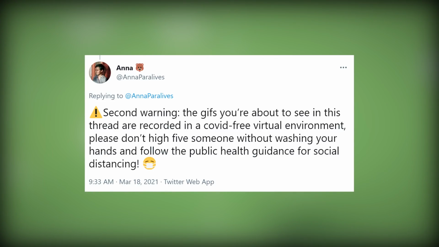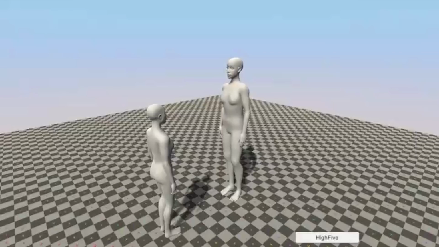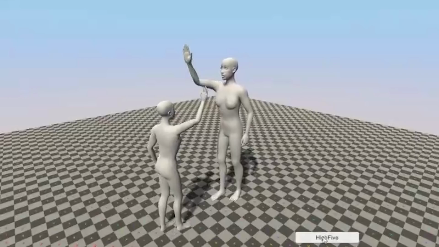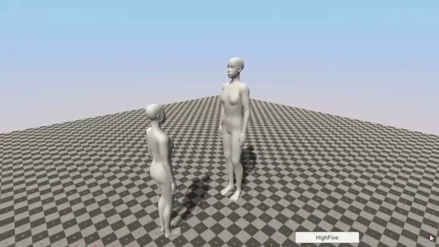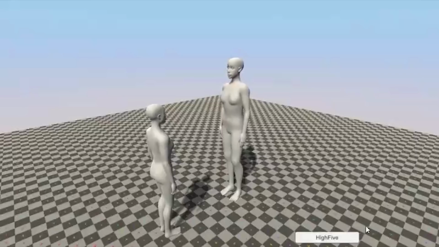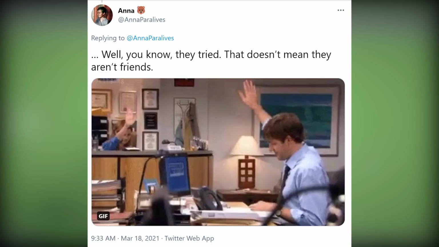I love that. With that said, let me show you the very first instance of a social interaction in Paralives. This looks cool. Yes, it's early in development. Yes, it does look kind of stiff, but keep in mind, this is a work in progress. They're early in development, but still, this is exciting. This looks so cool. Well, you know, they tried. That doesn't mean they aren't friends.